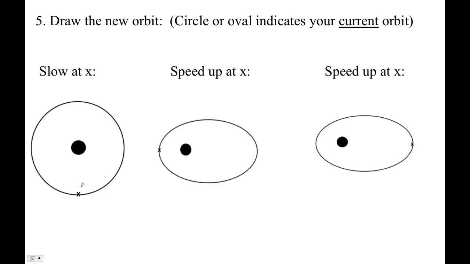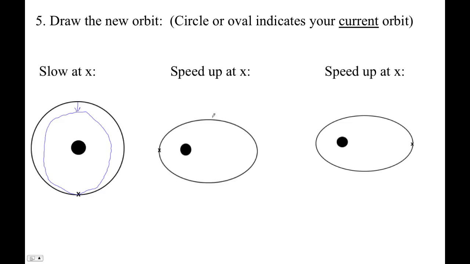If we slow down at x, remember that what it's going to do is bring the opposite side in. It's still going to go around the central body. We get an orbit that is entirely within the outside orbit, and the other side has been brought in. It's going to be tangent where you slowed down. It's very hard to do this with a bamboo stylus, so don't laugh at me.